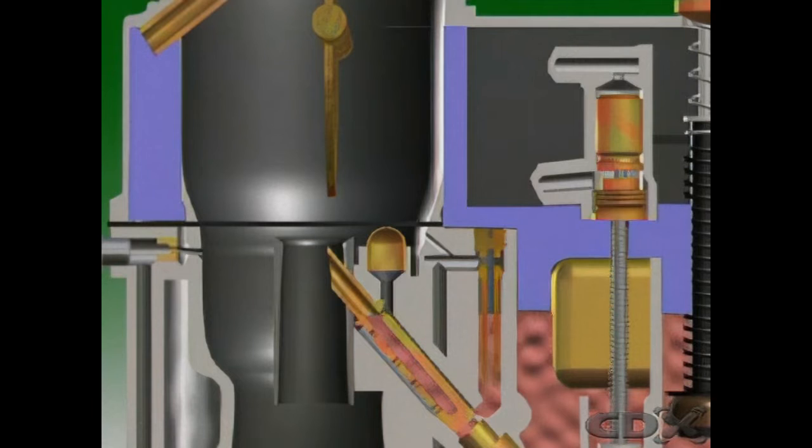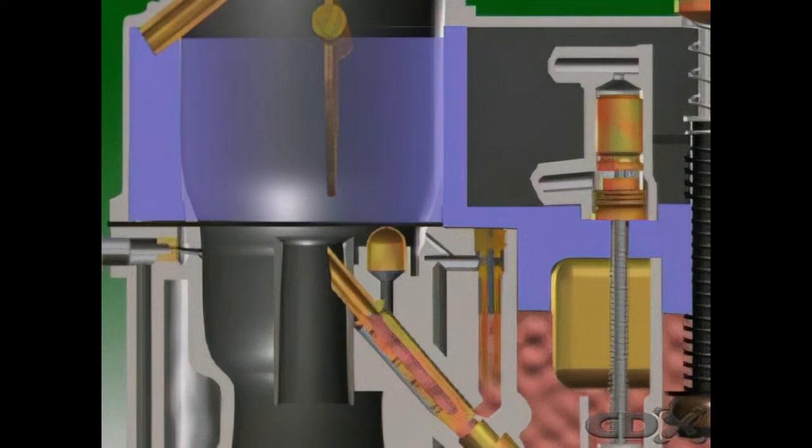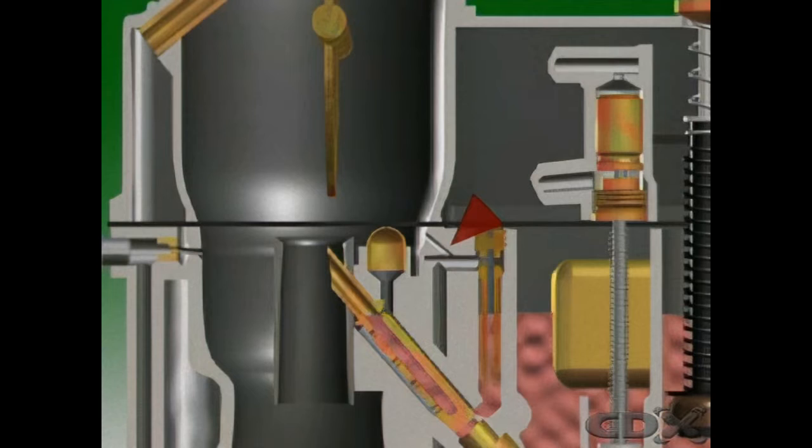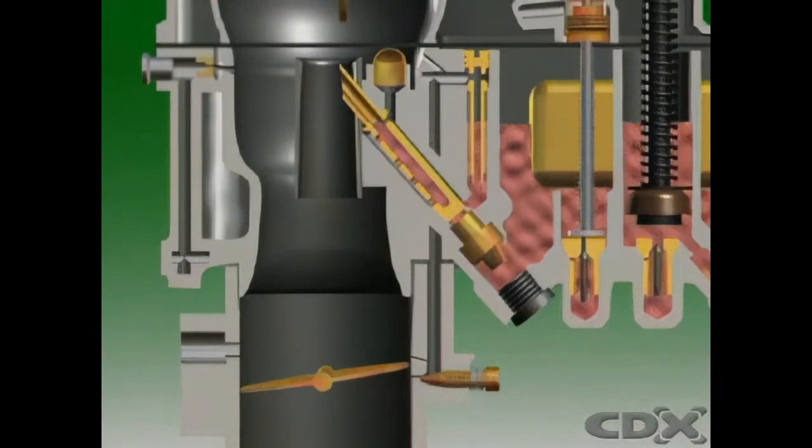A passage from the air horn to the float bowl balances air pressure between the air cleaner and the float bowl. The idle air passage and the main discharge nozzle are above the level of the fuel. The first stage of the idle system uses the idle and low speed circuit, plus an idle adjustment screw.